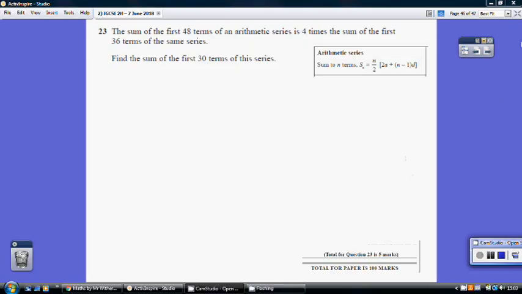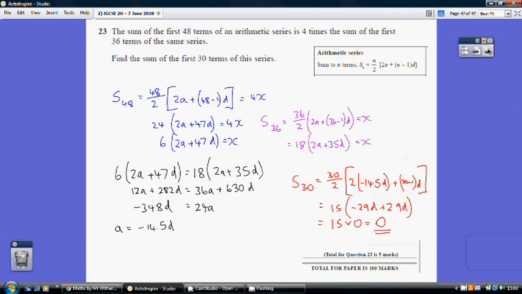Question 23. Now I think this is a very unreasonable question because you've really got 3 unknowns and 2 equations, and it only works out because it equals 0. So I didn't like this question at the time, and I still don't like it. But anyway, this is how we had to go about doing it.